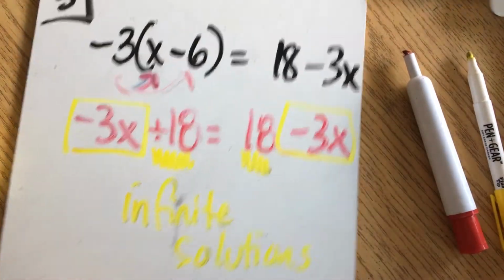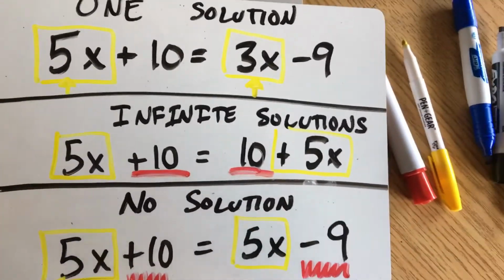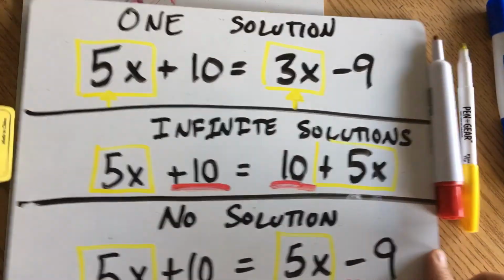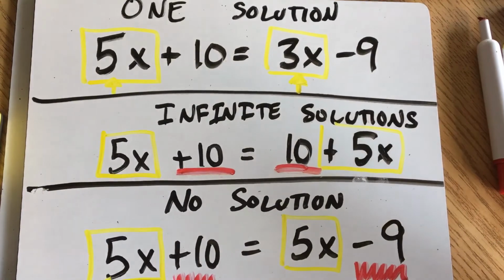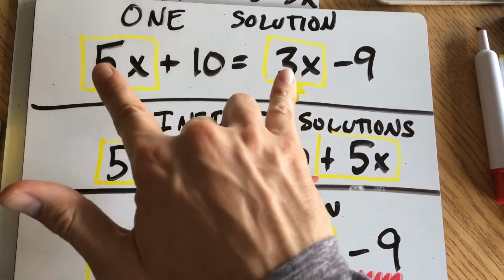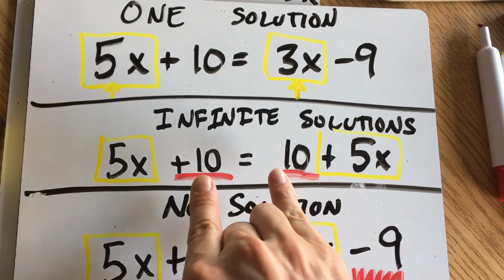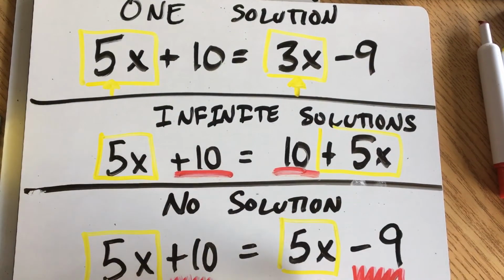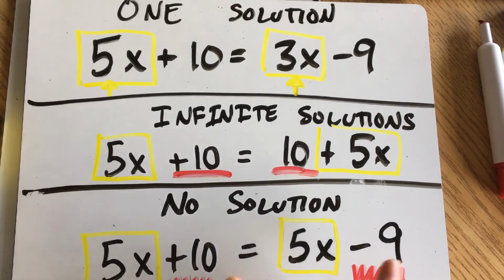Okay, really quickly, one last time. This is going to be your best friend. Use this board to help you. When do I know one solution? When do I know two solutions, or infinite solutions? When do I know if it's no solution? Different amount of variables, one solution. If the variables are the same and the constants are the same, infinite solutions. If the variables are the same but the constants are different, positive 10 and negative 9, then you say no solution.